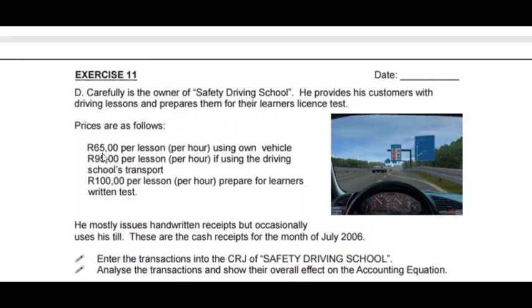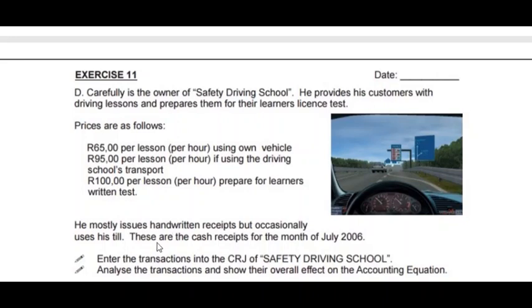They will have to pay 65 Rand per lesson if they use their own vehicles for 1 hour, 95 Rand for a 1 hour lesson if they use the driving school's transport, and 100 Rand for 1 hour of helping them to prepare for their learner's written test. Then it says here that he mostly issues handwritten receipts, but occasionally uses his till. So we will work with duplicate receipts and duplicate till slips.